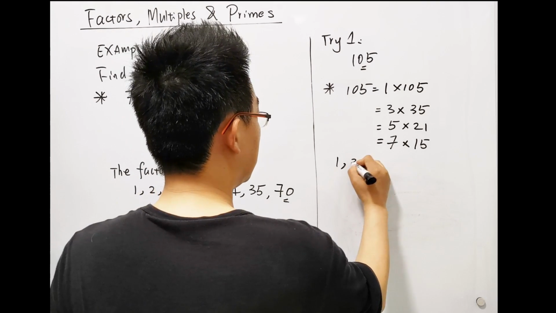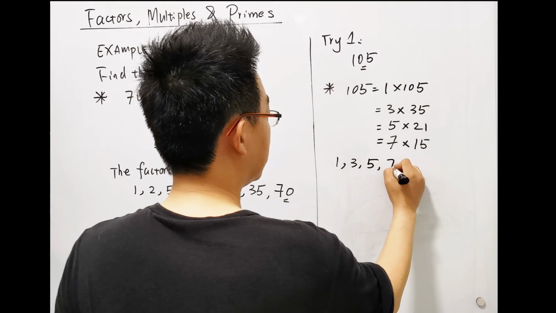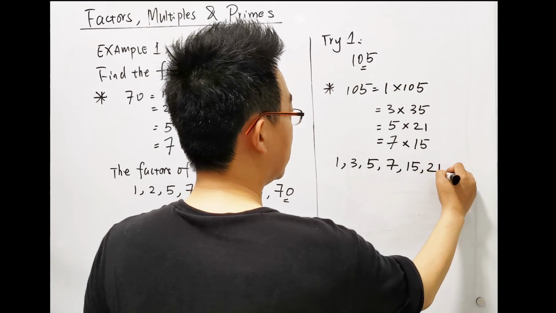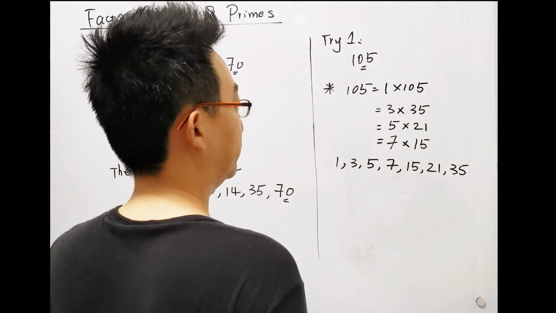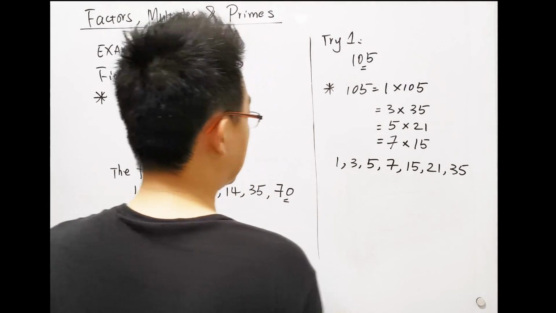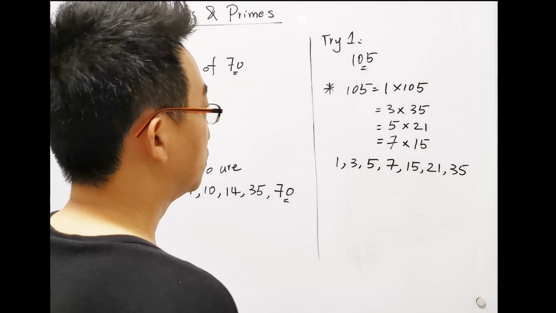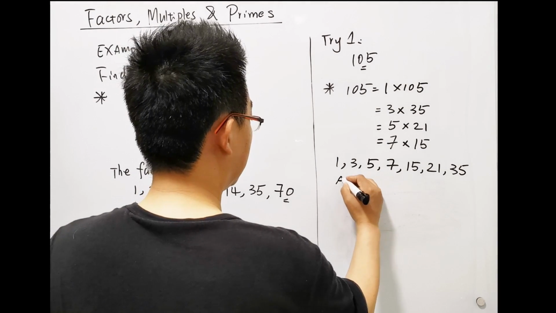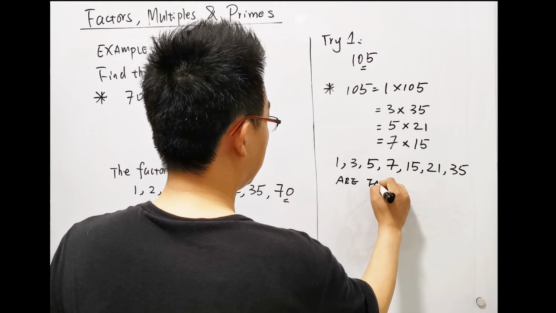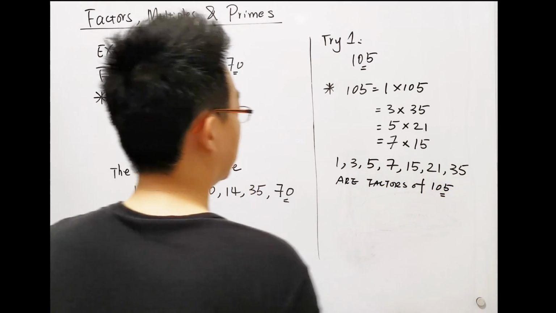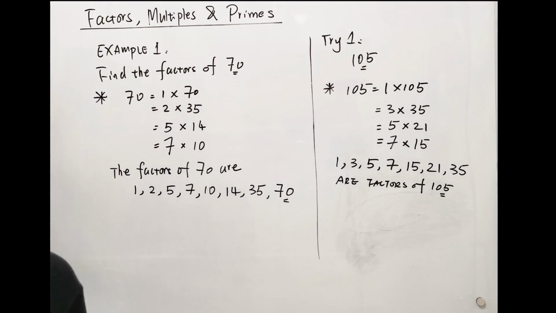So we find all the factors: 1, 3, 5, 7, 15, 21, 35, and 105. In this case, we have 1, 2, 3, 4, 5, 6, 7, and so on. They are all factors of 105. So we can find the factors of all these numbers, right? This is try one.